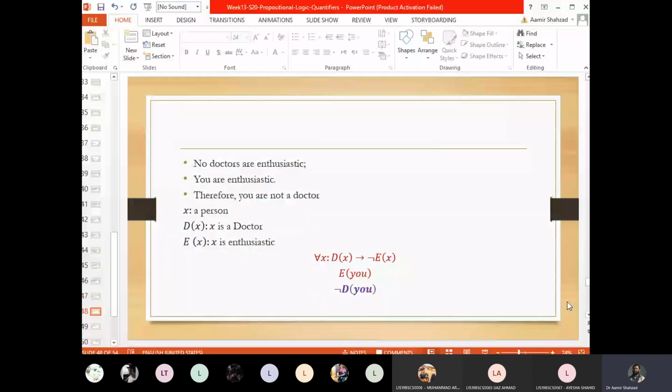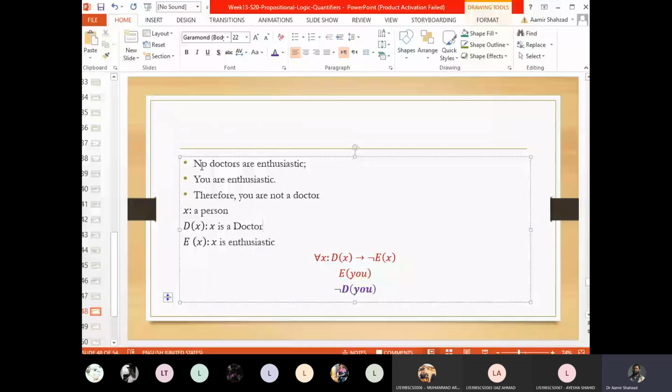So here is another example for quantifiers. Suppose we are given these three statements. No doctors are enthusiastic. You are enthusiastic. And we conclude from here, therefore you are not a doctor, because no doctors are enthusiastic, and you are enthusiastic, so it means you are not a doctor.